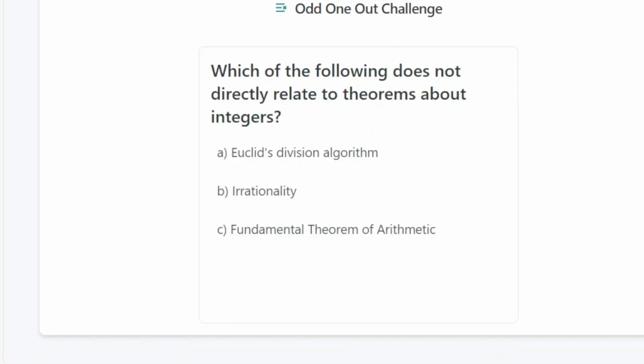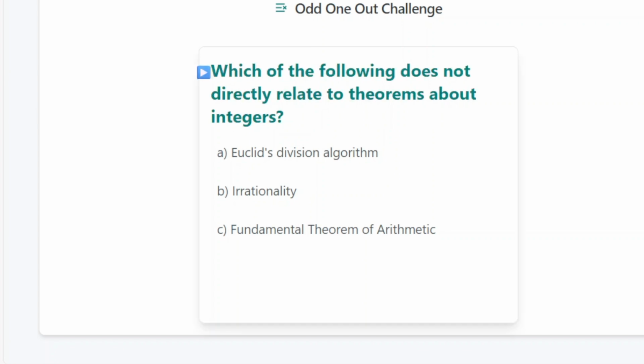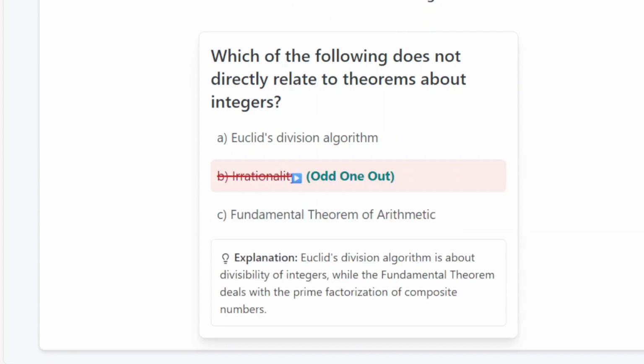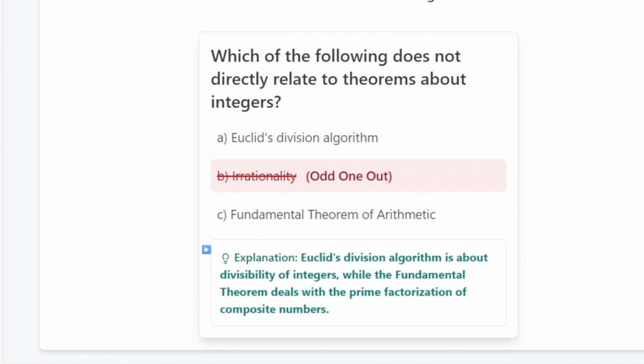Now starting, odd one out. Which of the following does not directly relate to theorems about integers? Euclid's division algorithm. Irrationality. Fundamental theorem of arithmetic. The odd one out is irrationality. Because Euclid's division algorithm is about divisibility of integers, while the fundamental theorem deals with the prime factorization of composite numbers.